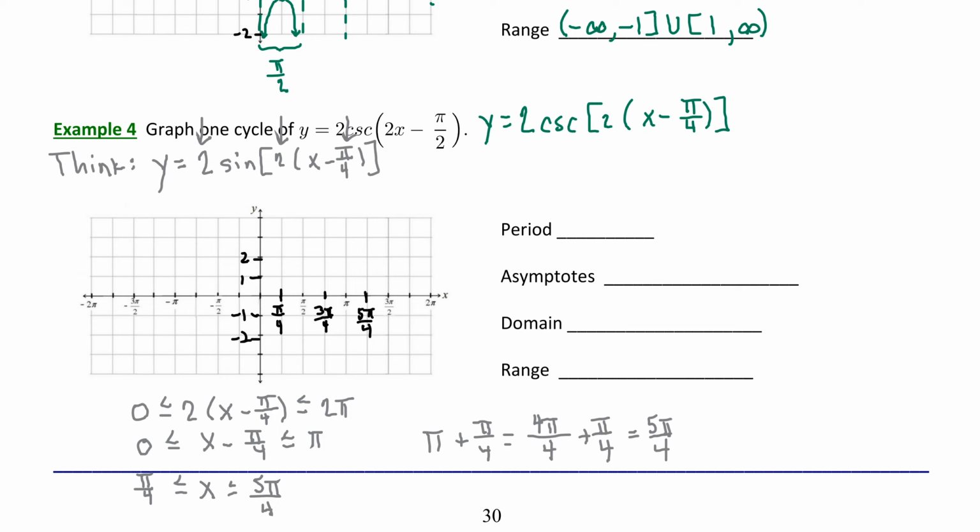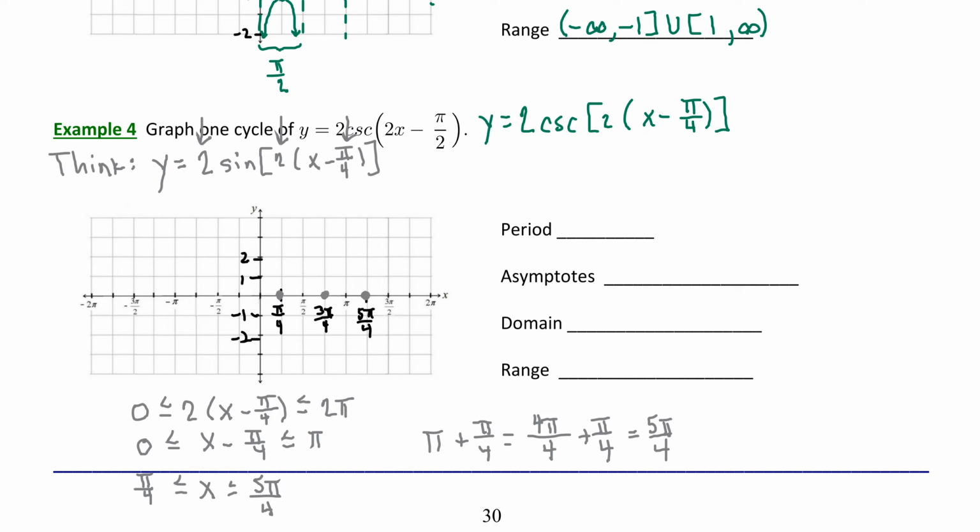I think we're ready to sketch our sine wave. So the sine wave is going to begin its fundamental cycle at x equals pi over 4 on the x-axis. It's going to end its fundamental cycle at x equals 5 pi over 4 on the x-axis. Halfway in between, it's going to have another x-intercept.